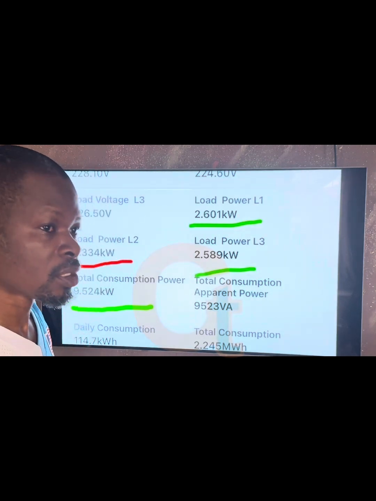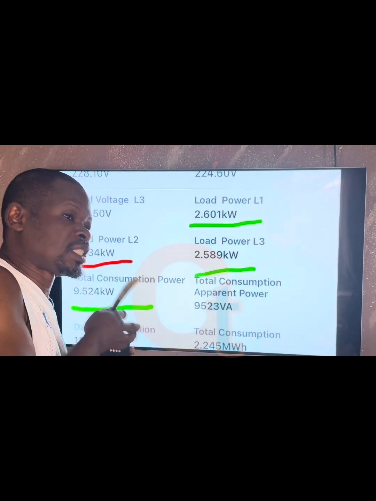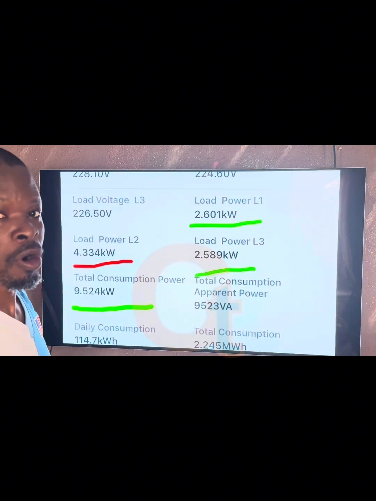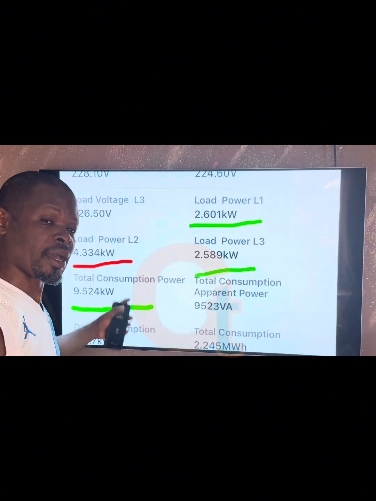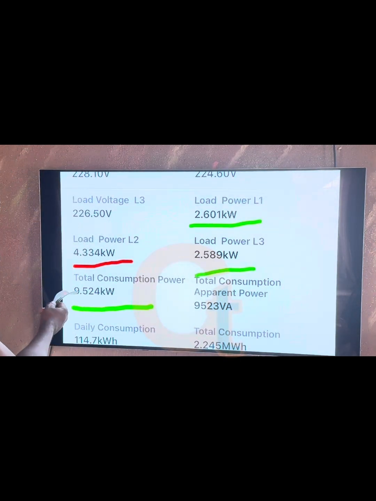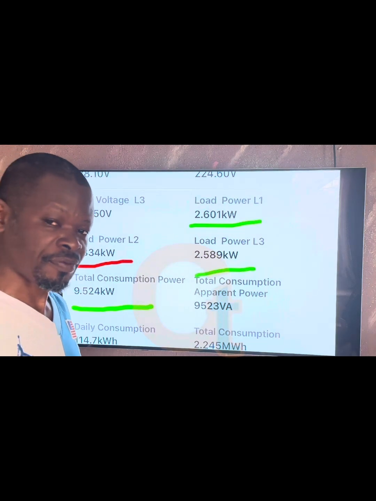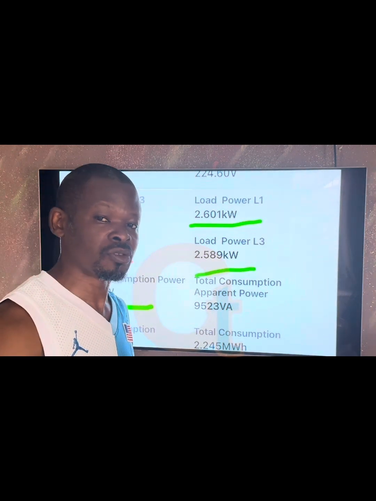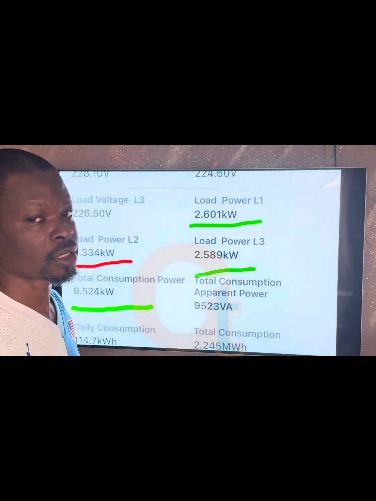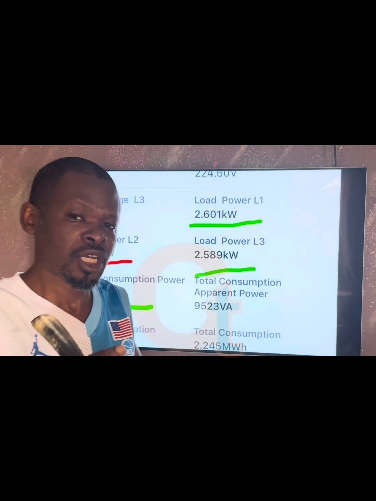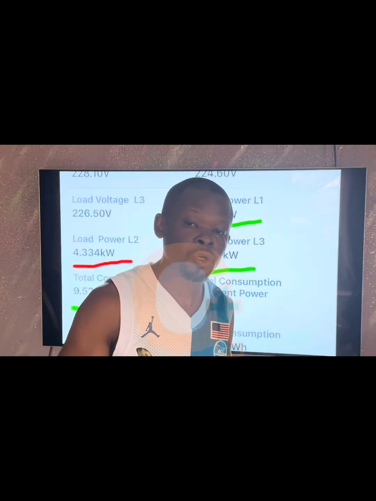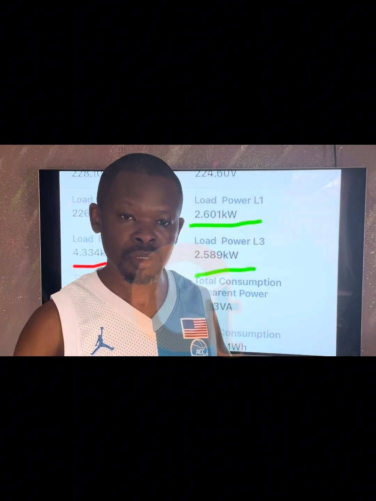But because the load is one-sided, if you add even more things, this one will go higher. So the inverter can shut down, even though it's still powering a load of 9.5. It can shut down due to overload. Why? Because one phase has been overloaded. So when you are doing installation for three-phase inverters, make sure that you balance the load.